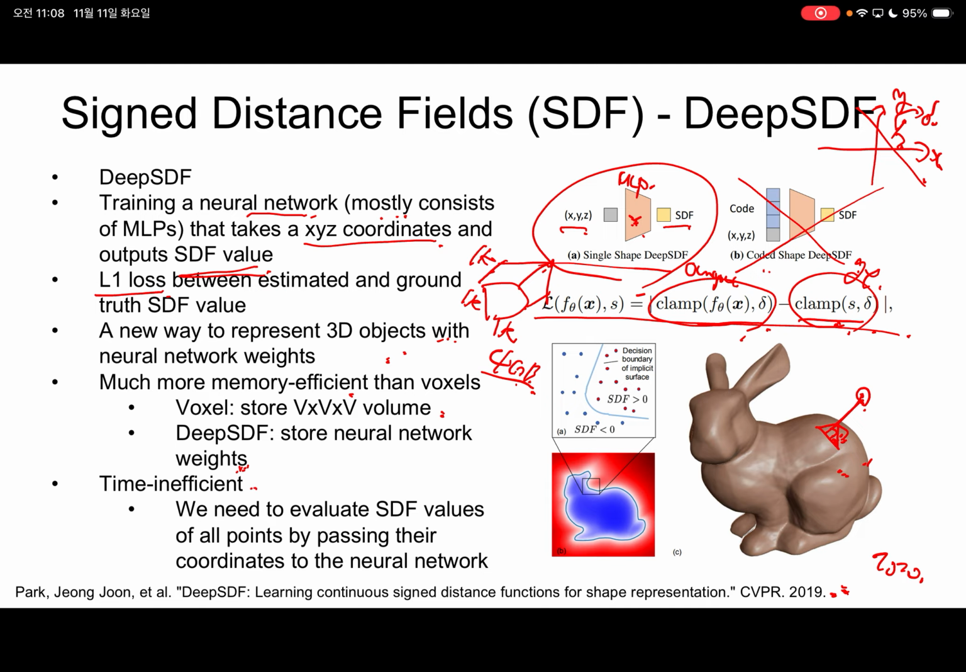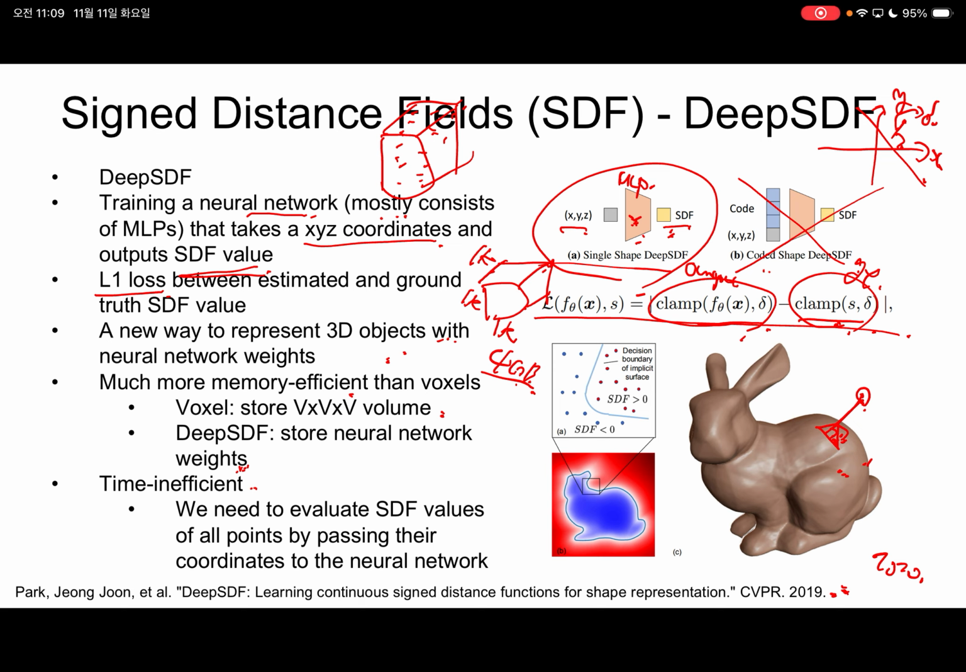Because, let's say we load the weights of a neural network, but we have no idea what 3D object this neural network is trying to represent in 3D space. So one way is, let's define a voxel grid, pass all these coordinates to the neural network, and then get SDF values. And then we have something, right?